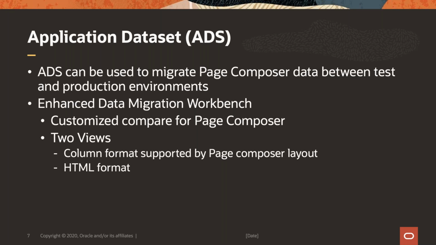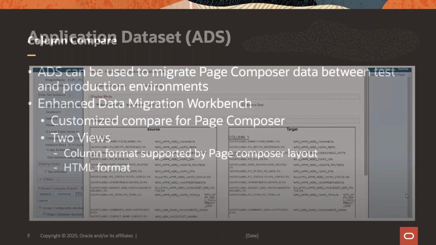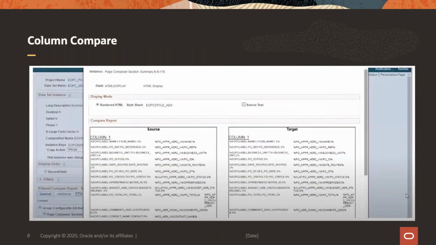Shawn, if you want to step in and explain any of this, this is the column compare. Yeah, so what we had to do with Page Composer, because there's so much data compared to normal application data sets, and the layout was formatted differently, the two views that we offer is this 2-column HTML.